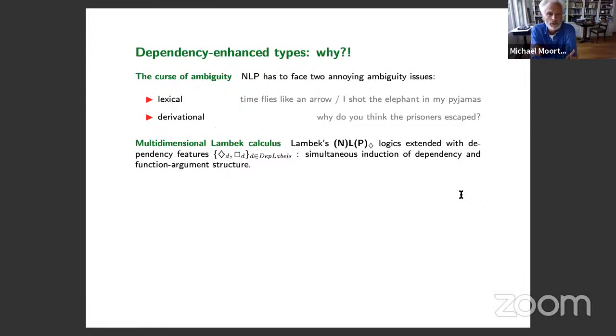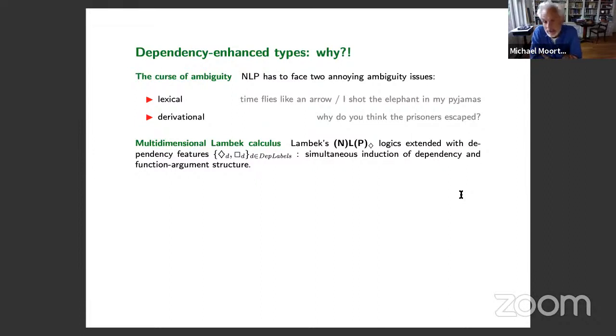Now, the background. Some of you may wonder, dependency-enhanced types, why? This Lambek calculus compared to pregroups is already so complicated. Why should we make it even more elaborate? The motivating background is actually two nasty problems of natural language processing, two forms of ambiguity issues that you find everywhere. And I think Stefano mentioned them already earlier today.